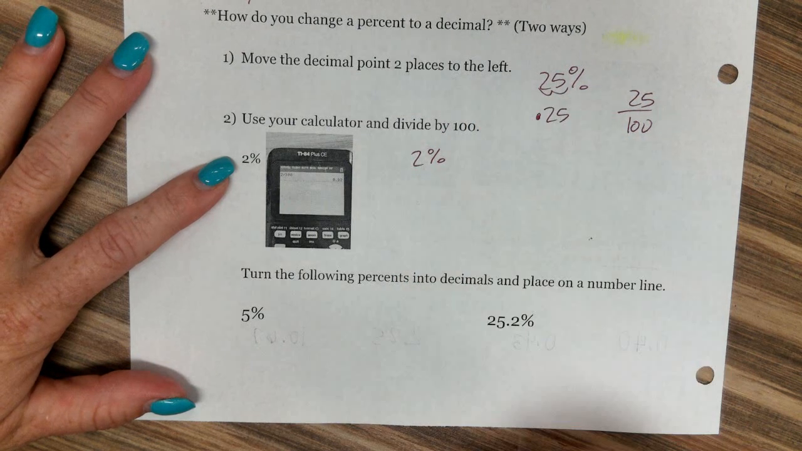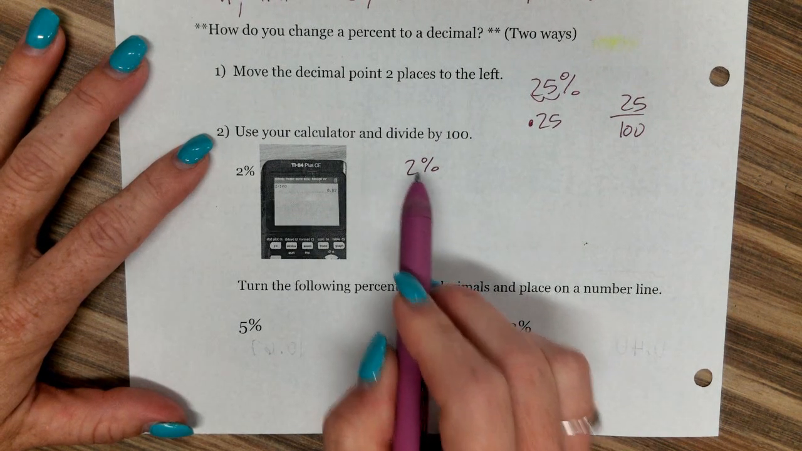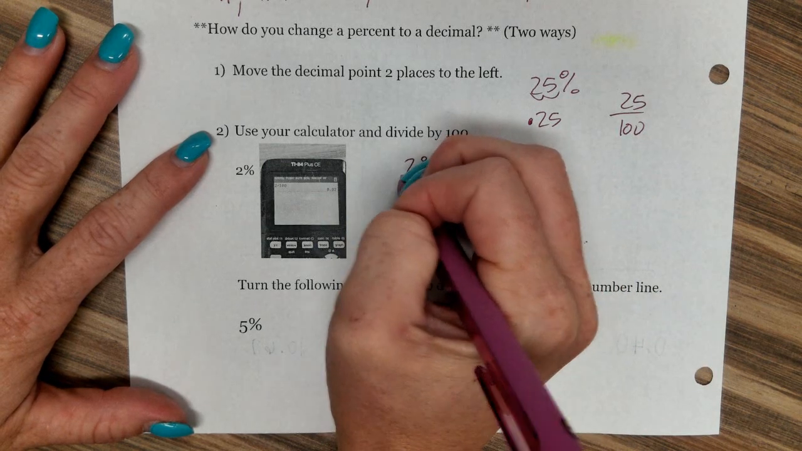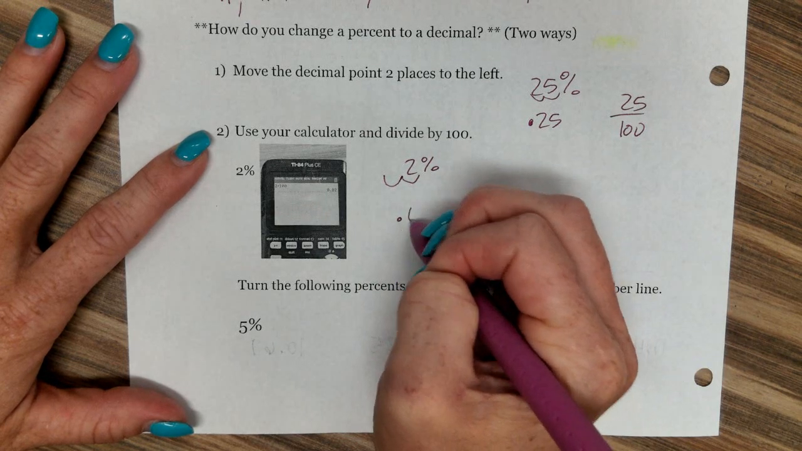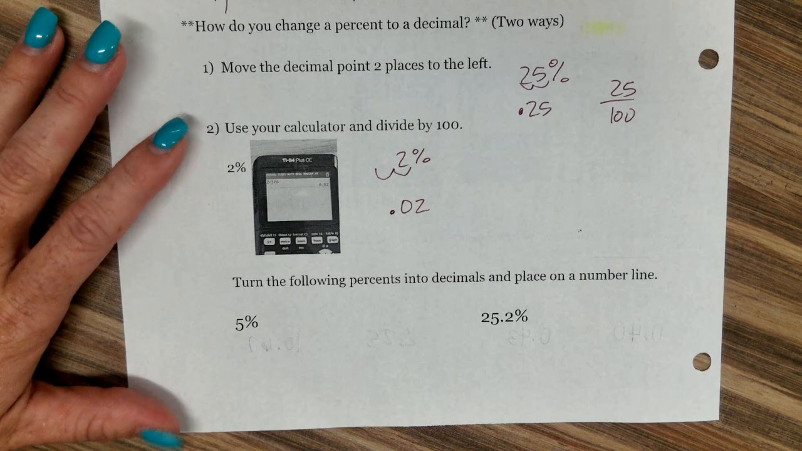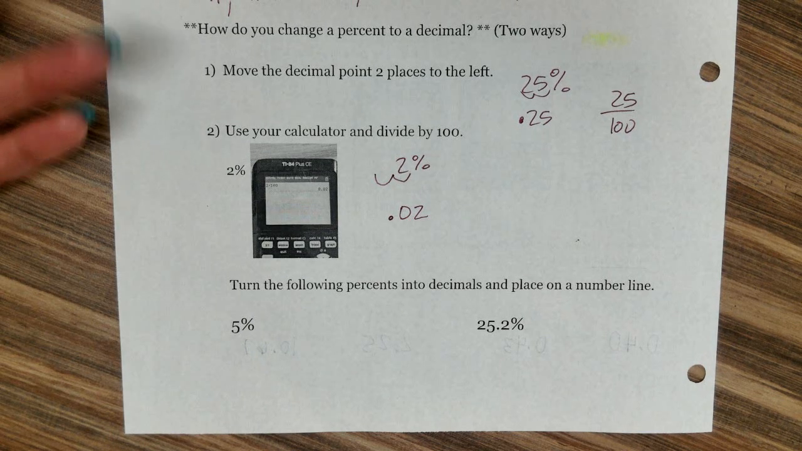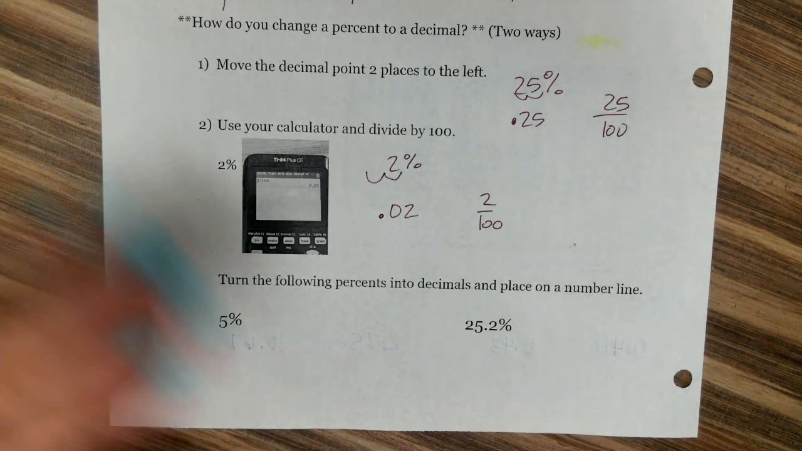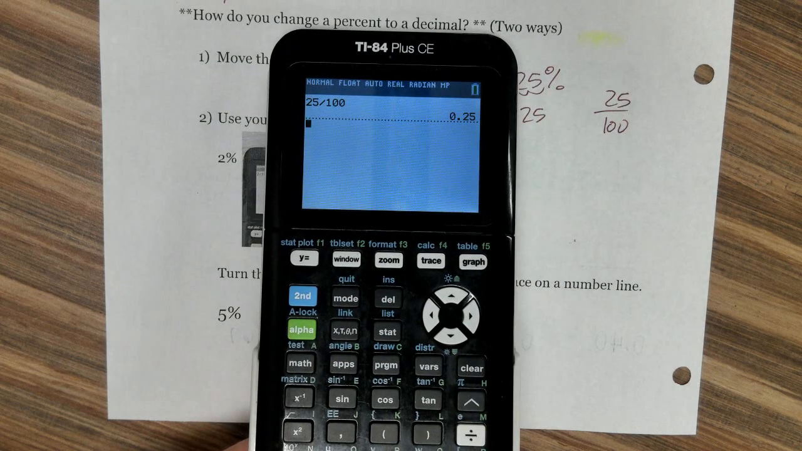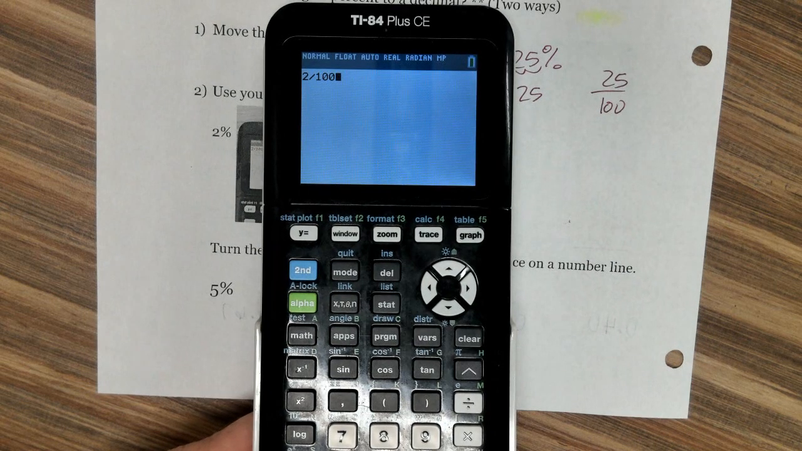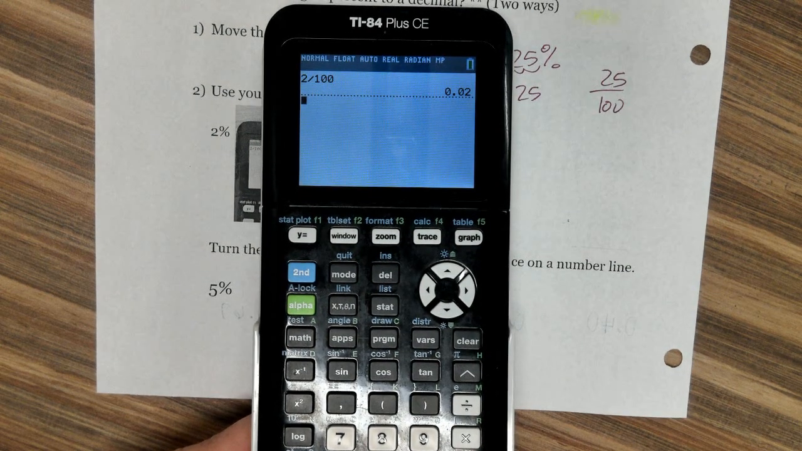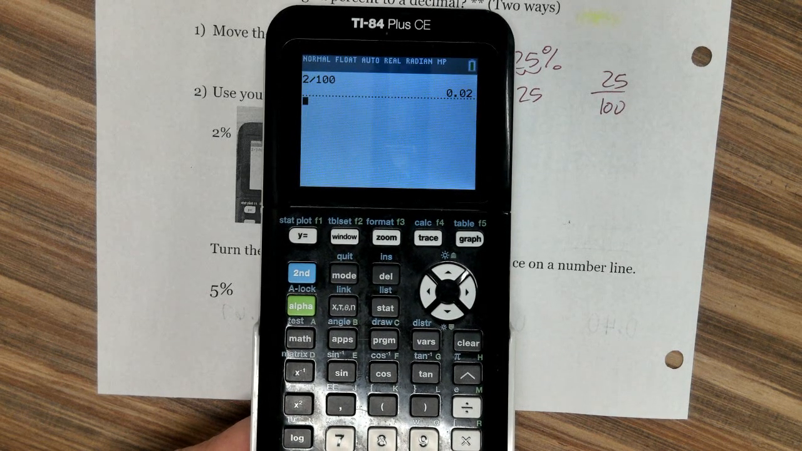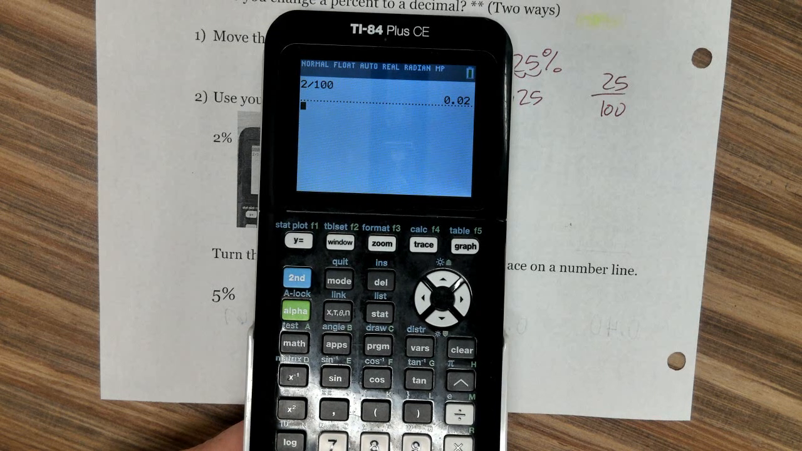All right, let's do 2%. Okay, I'm going to do it the way y'all were taught in 6th and 7th grade. If I want to turn 2% to a decimal, I would move the decimal 2 places to the left. So I would go like this, 1, 2, and it would become 0.02. If I do it with the calculator, I simply put it over 100. So I would say, what's 2 over 100? So put it in your calculator. You can use alpha y equals, or you can do division. 2 over 100 is 0.02. Do you see how you get the same answer? You decide what's best for you. Do you want to use the calculator? Do you want to move the decimal 2 places?